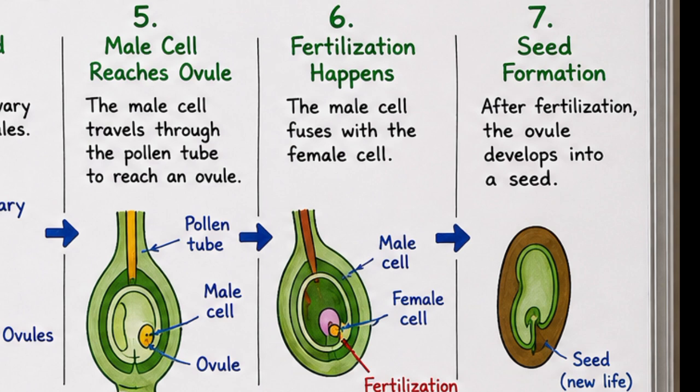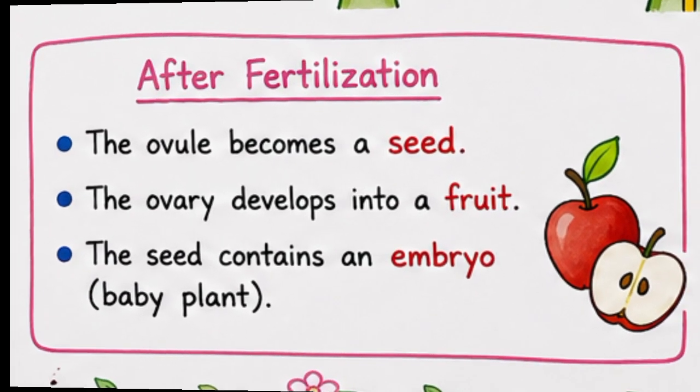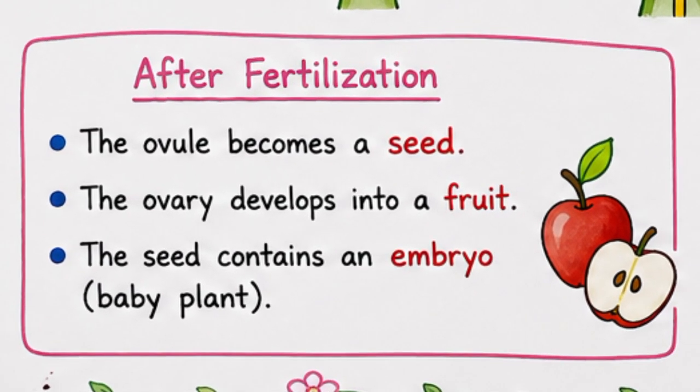After fertilization, ovules are converted into seeds and the ovary is changed into fruit. After fertilization, ovules become seeds, the ovary develops into fruit, and the seed contains an embryo, that is a new baby plant.